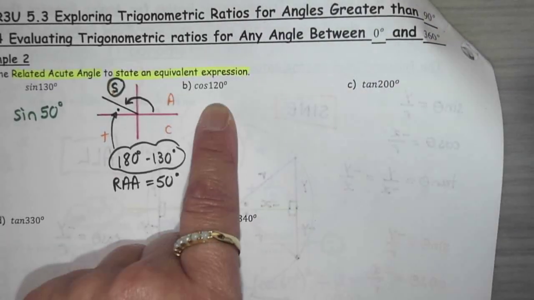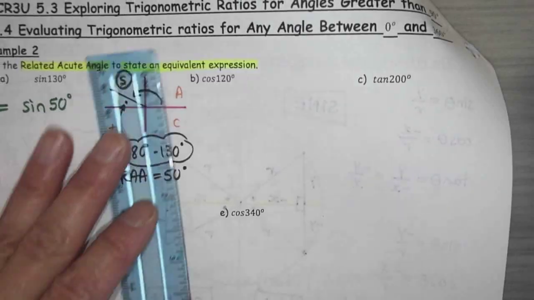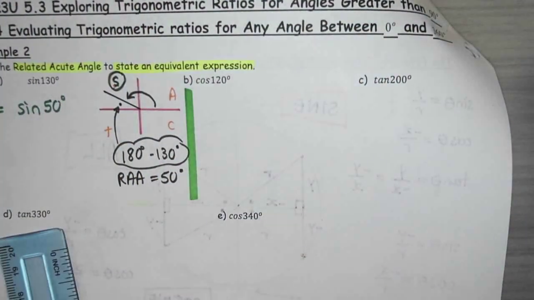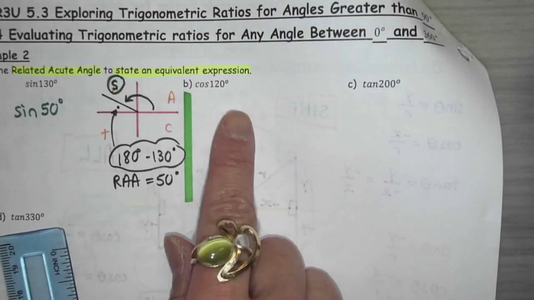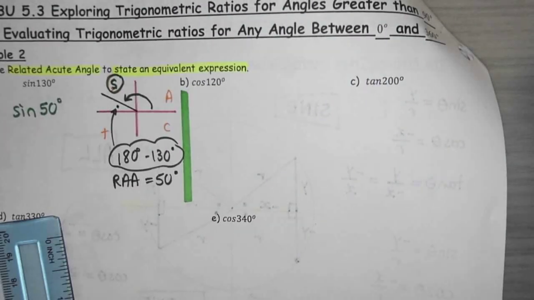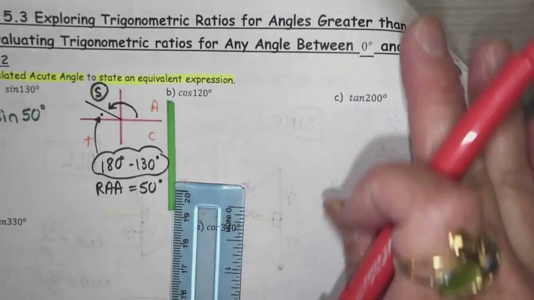Let's do it again for cos of 120. I always find these questions hard when you're reading them. You're like, I don't know what you're asking me. That's my problem, so that's why I'm walking you through what they're asking. So if I see this and I say RAA, I'm going to right away draw my little quadrants. Again, you don't have to do it with the ruler. I'm doing it because I want it.